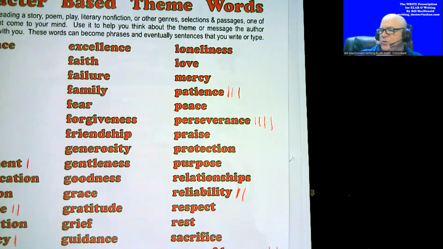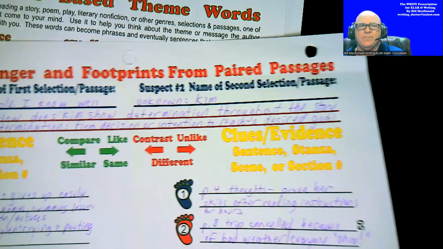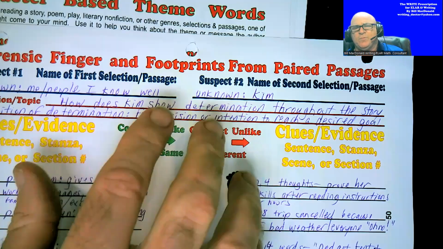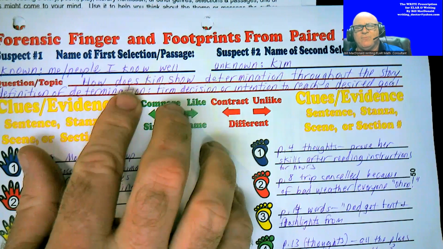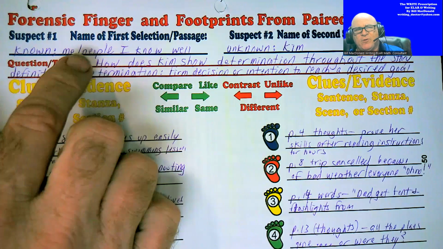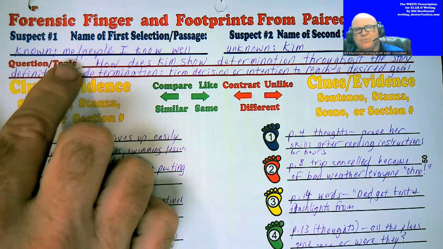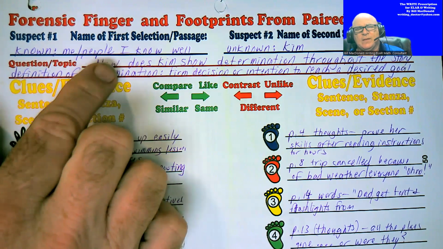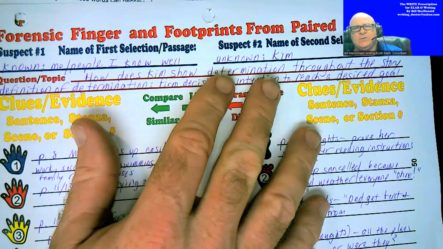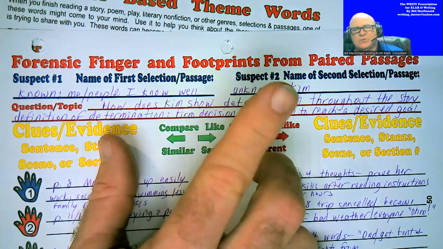So I'm going to show you, before I get into the forensic finger and footprints, it says here for a paired passage. But what I was sharing with you is that when we're teaching kids about things that are difficult and rigorous, if we can go from what I call the known, my own self, or people that I know well, and learn about my determination, then it'll be easier to go to the unknown, another suspect, the one in the story.